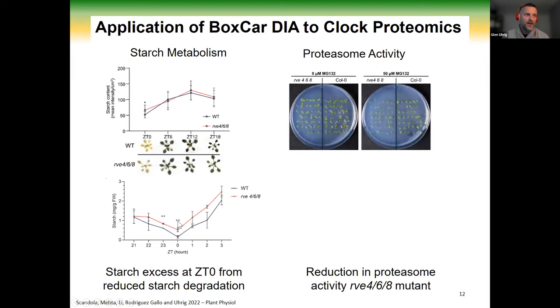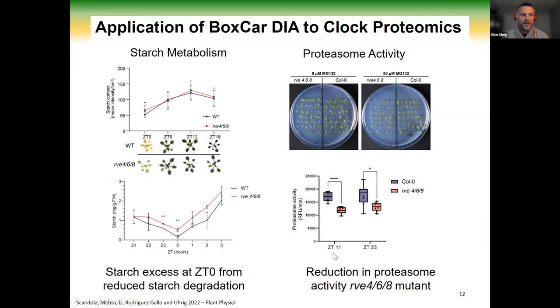This is also very interesting for a number of reasons, in that it might connect to some of the reasons why we don't see mRNA paralleling protein level changes. Ultimately, we plated out seedlings on plates containing the proteasome inhibitor MG-132 versus those without MG-132. You can see there is a difference in growth, with the RVE468 mutant being deficient in growth relative to the Columbia wild type.